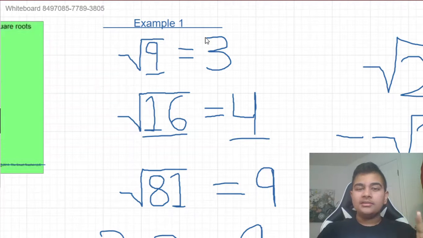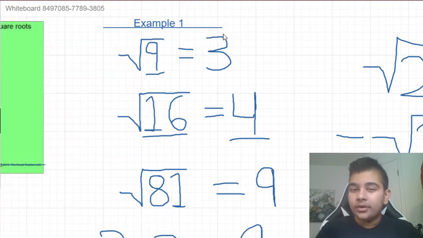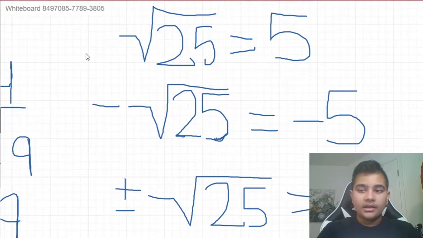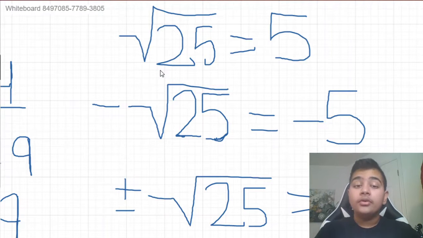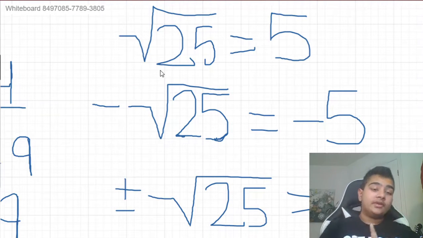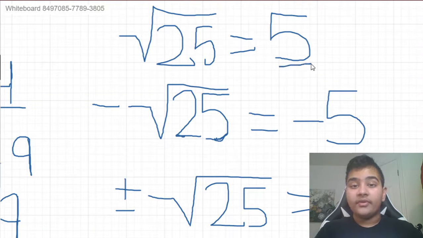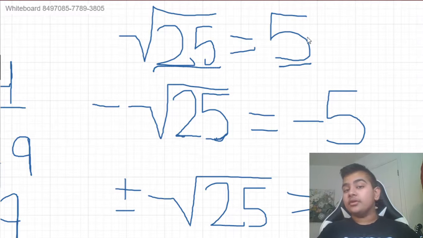So now let's look at some different aspects about square root. So what do we have here? We have the square root of 25. So what is the square root of 25? Since we did a lot of examples back there, we're just going to see the answer. It's 5. So 5 times 5 equals 25. So the square root of 25 would equal 5.